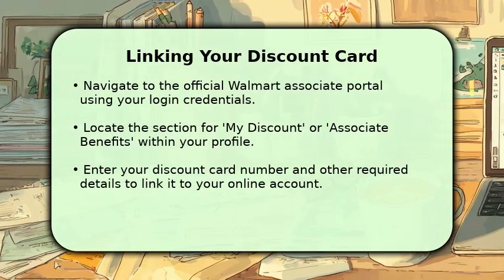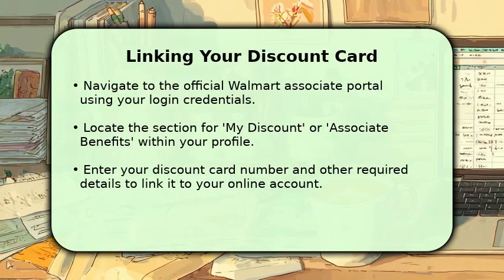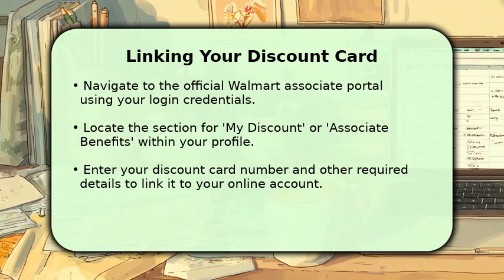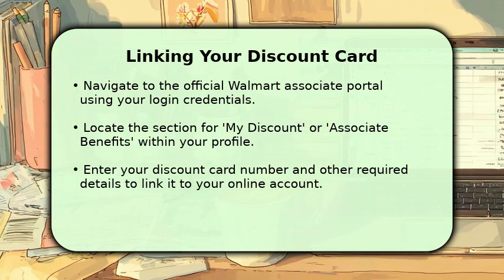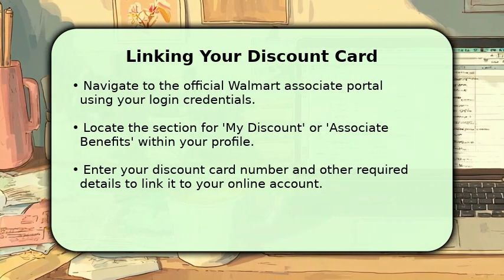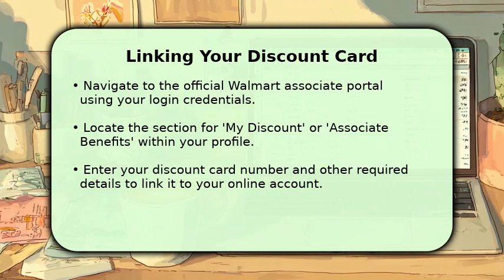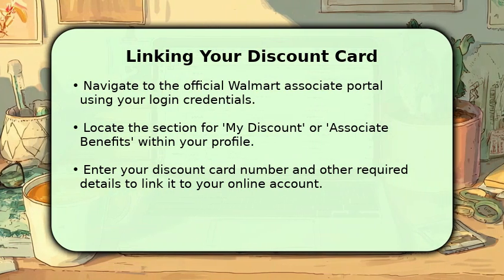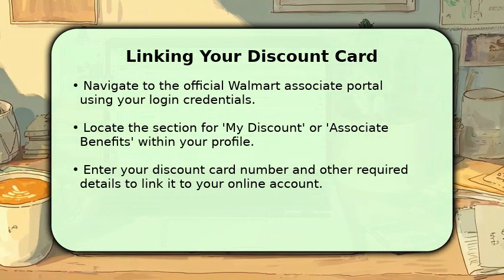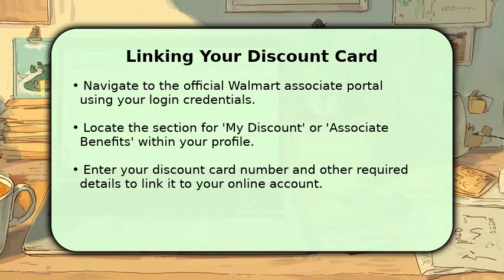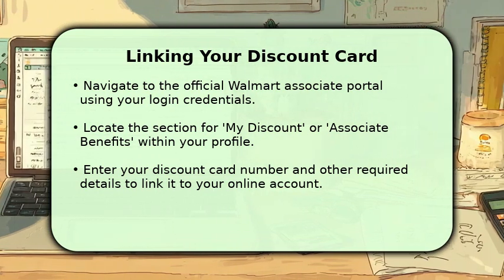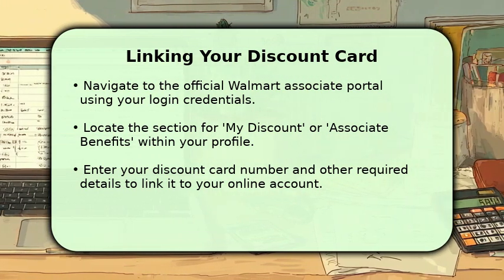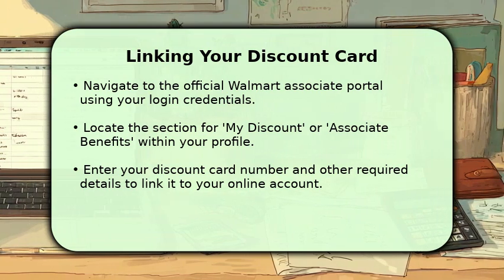Once you are ready, access the secure associate portal using your usual login information. Look for a section clearly labeled My Discount or Associate Benefits. Here, you will input the unique number from your physical discount card, along with any other requested details, to permanently link it to your online profile. Double-check all numbers for accuracy before saving your changes to ensure proper setup.